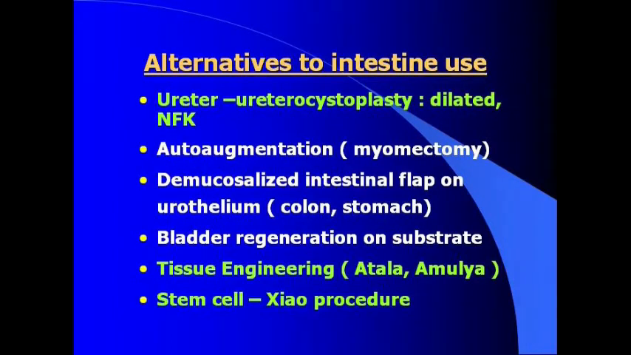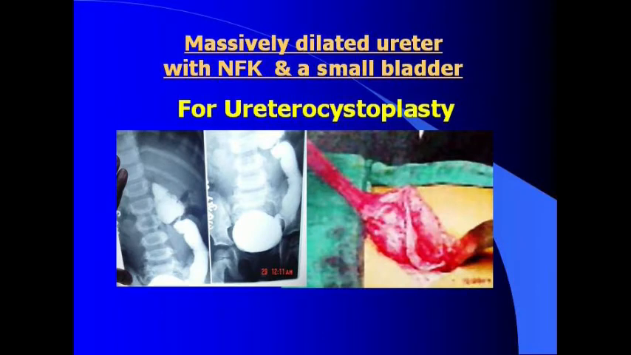Well, that is the reason we have to think of an alternative. Can we reduce the complications and at the same time augment the bladder? Yes, ureterocystoplasty is certainly better with fewer complications. But unfortunately, in this kind of condition, very few chances will be there that you are provided with a non-functioning kidney and a dilated ureter, and you use the ureter for a ureterocystoplasty.